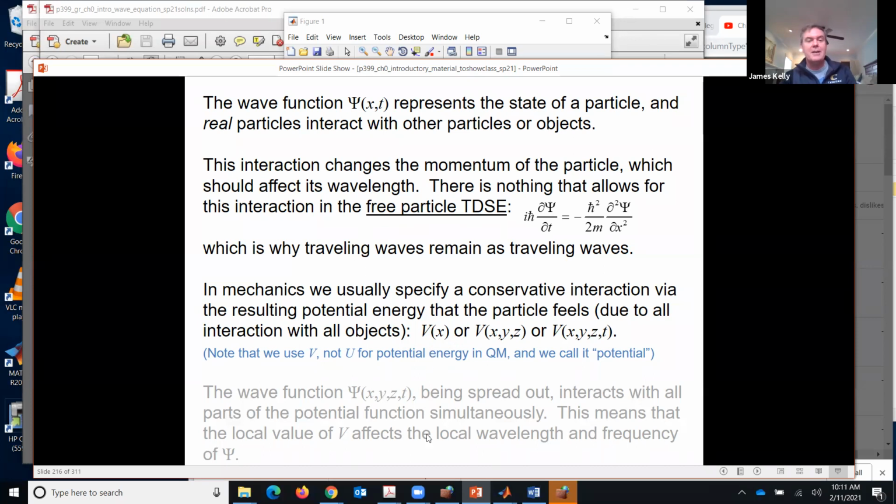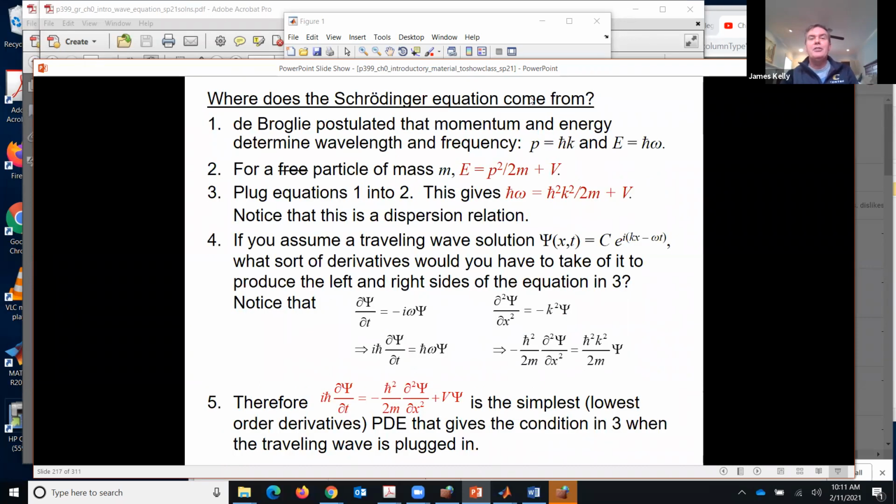We'll assume it's not a function of time for right now. Okay, so how do we have to adjust the derivation that we did before? Well, de Broglie's hypotheses are going to stay the same, those postulates of the relationship of momentum and energy and the wave properties of the wave.